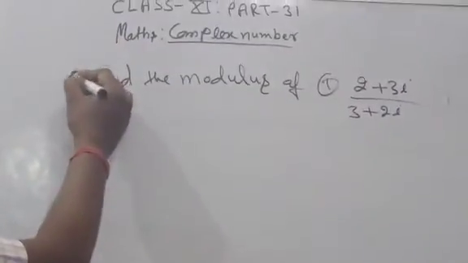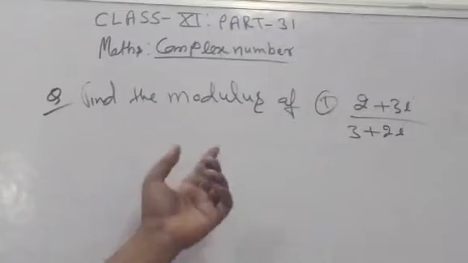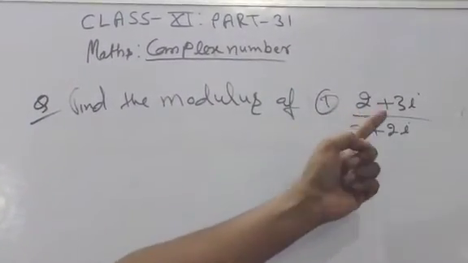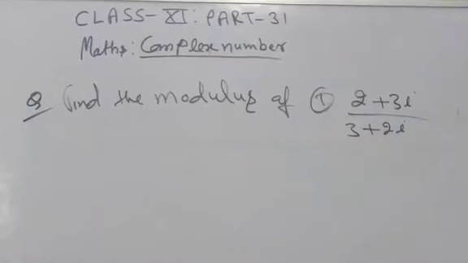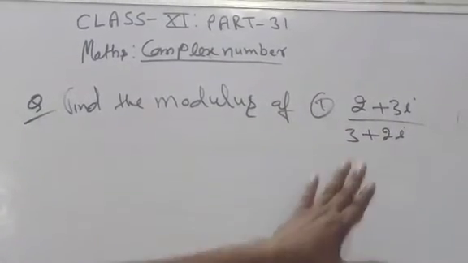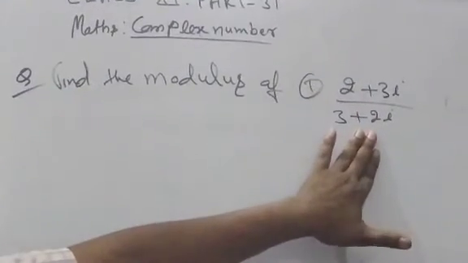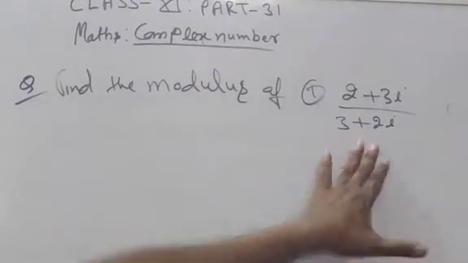Now in this question, find the modulus of (2 plus 3i) upon (3 plus 2i). First of all, we have to change this into a plus ib form.